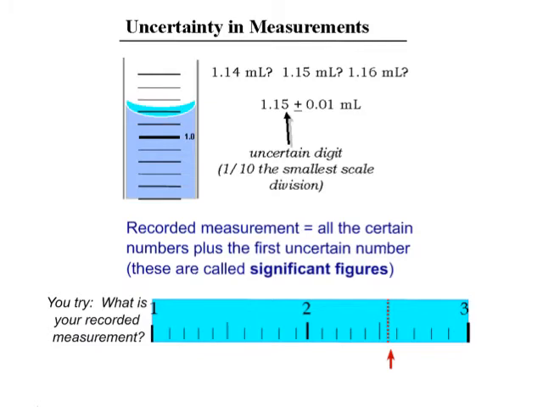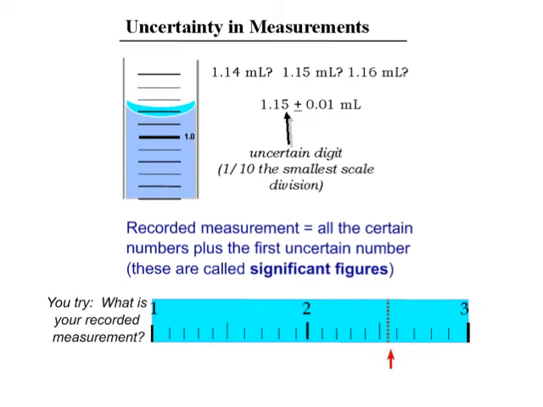Uncertainty in measurements. That's a very important topic to discuss because we measure a lot in science. For example, if you look at this graduated cylinder here, we have some liquid in there. We know for a fact that we have at least 1.1 milliliters. But we have a little more than that. It's not 1.1, it's 1.1 plus a little bit more. It's not 1.2 because that would be up here. Remember, we always measure to the bottom of the meniscus. It's somewhere in between 1.1 and 1.2.